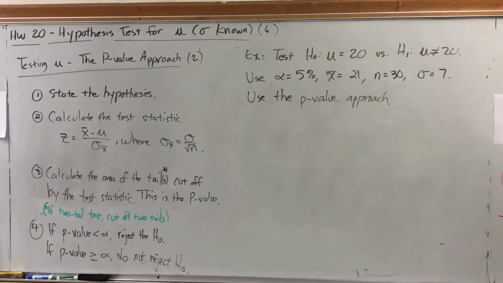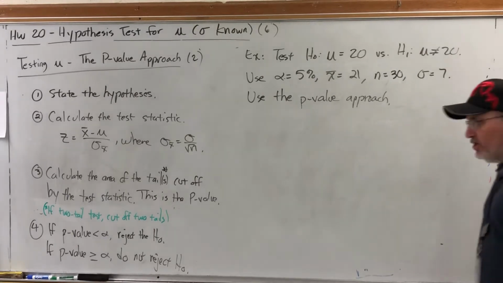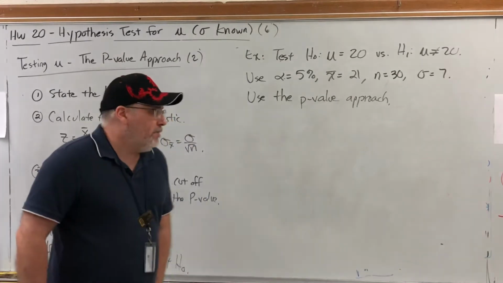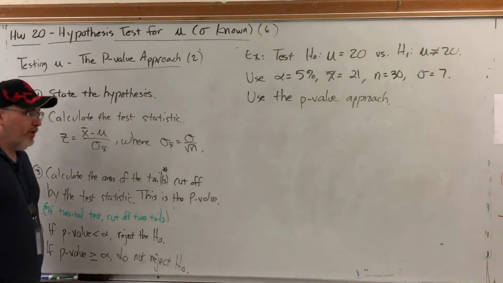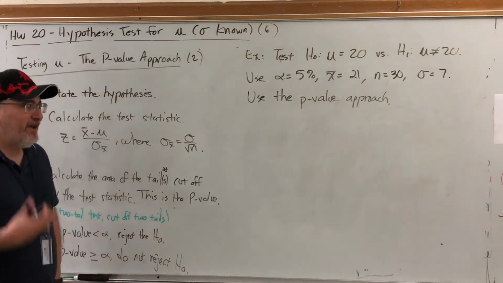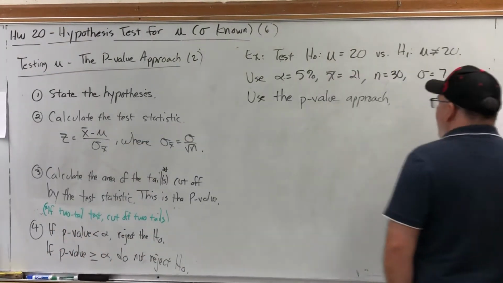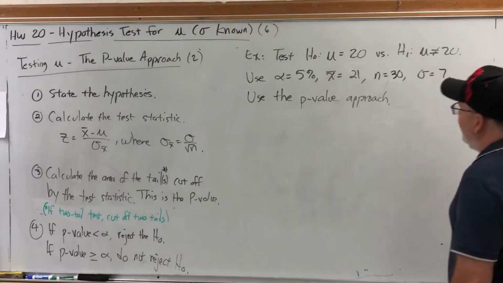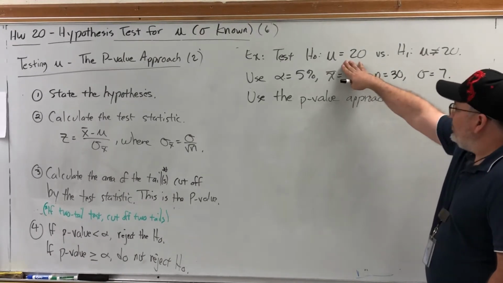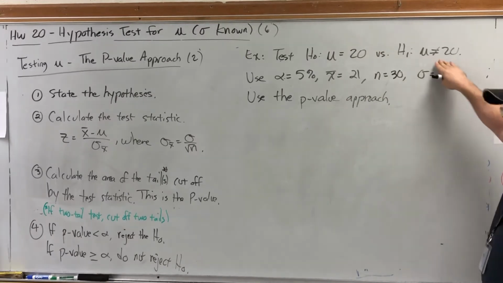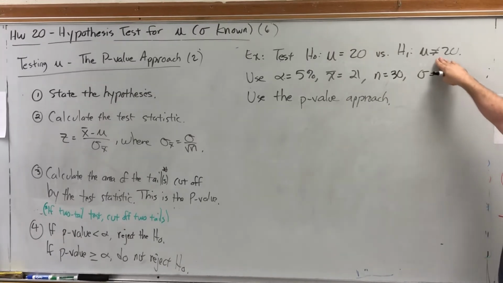I've got an example here that is absent of context, so we don't have a 5th step, which is to answer the question being asked. But in any question, whether it's math or otherwise, you should always end by answering the question that was asked. In this case, we're just doing a straight-up hypothesis test. We're going to test the null hypothesis that a population mean is 20 versus an alternative hypothesis that it's not equal to 20. So this will be a 2-tail test.